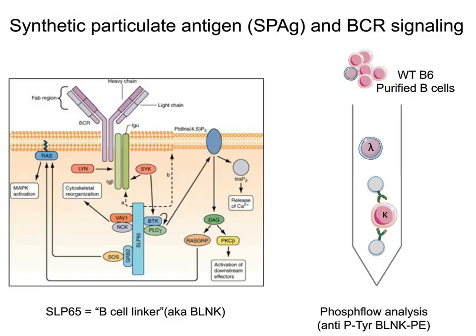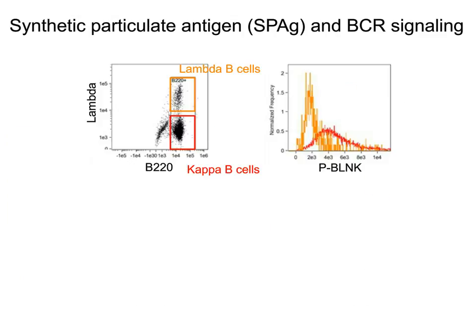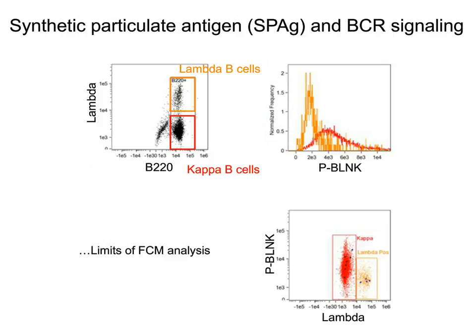Using flow cytometry, you can follow the level of phosphorylation of BLNK in lambda positive B cells, which are our negative control, and kappa positive B cells in red. As you see, you have a shift in the phospho-BLNK signals, but it's not great. This shift is really not great, and I think it illustrates quite well the limit of flow cytometry analysis.